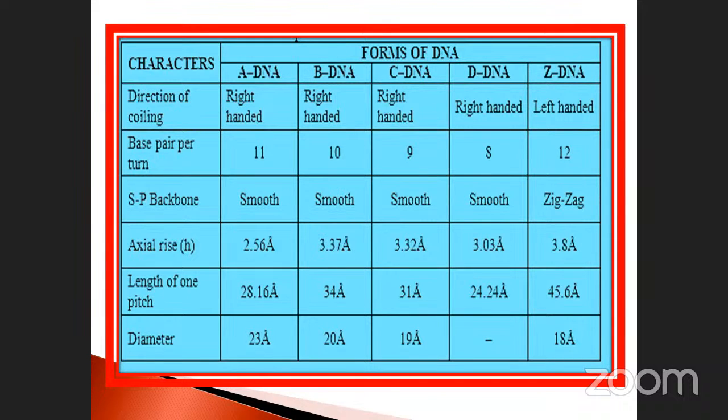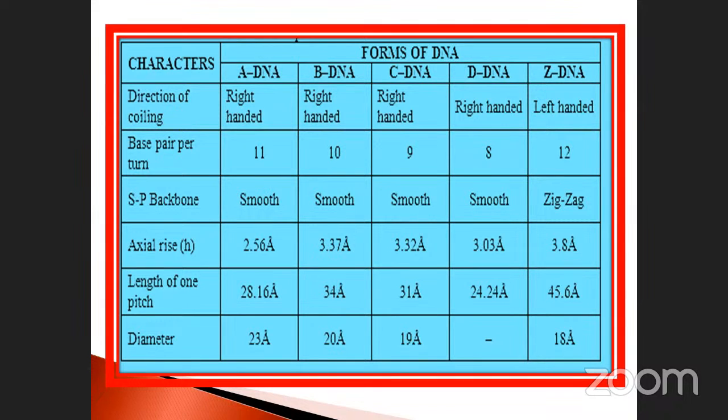Length of one pitch. This is very, very important. Just imagine this is 34 Angstrom only, isn't it? 34 Angstrom. So what are the remaining ones? Here, 28.16 Angstrom, because here, see that, the distance will be very less. See, this distance is very, 23 Angstrom diameter.